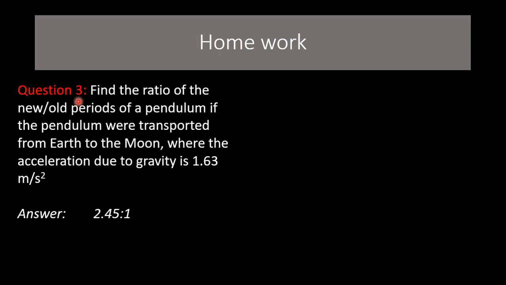Question number 3, find the ratio of the old and new periods. Find the ratio between new versus old periods of a pendulum if the pendulum were transported from Earth to the Moon, where the acceleration is 1.63 ms inverse 2. So you will find the answer. The ratio between the time period of new and old is 2.45:1.